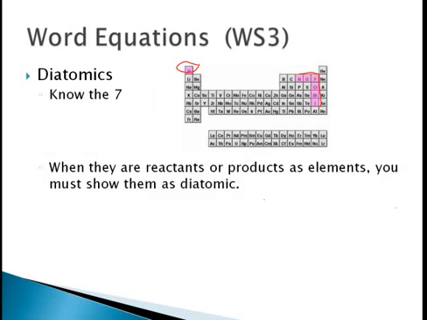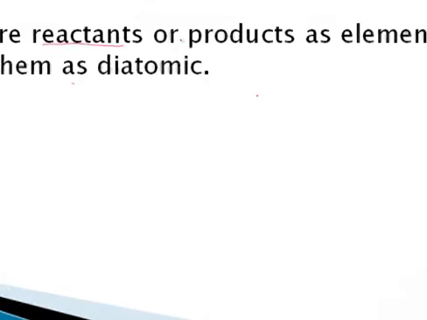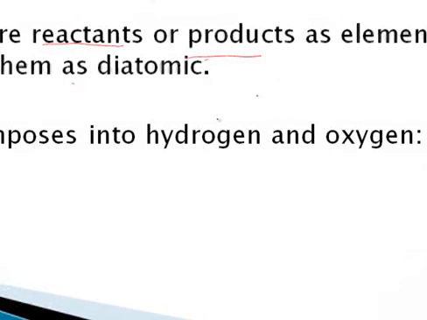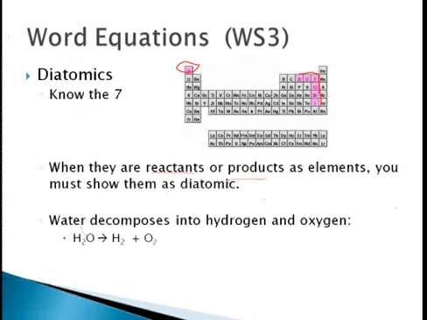Okay, so when they are in the equation either as reactants or as products, you need to show them as diatomic. An example of that would be if we said water decomposes into hydrogen and oxygen, we would write that as water, H2O, decomposes into hydrogen. We need to show it with the 2, and oxygen.